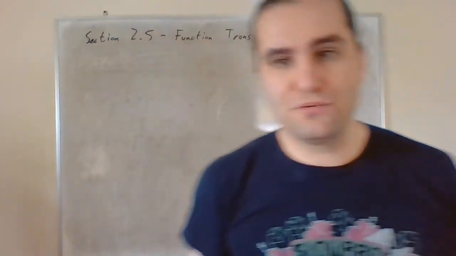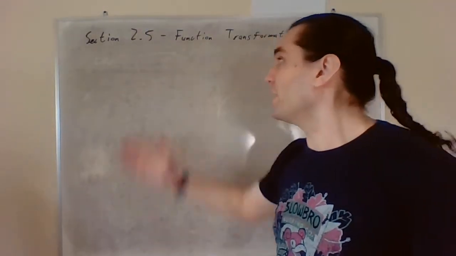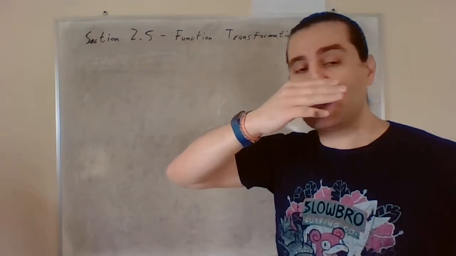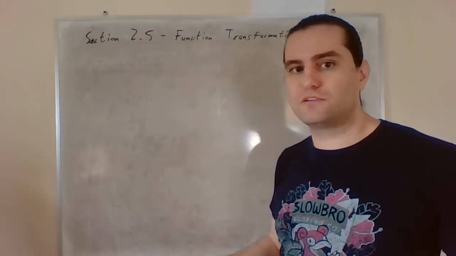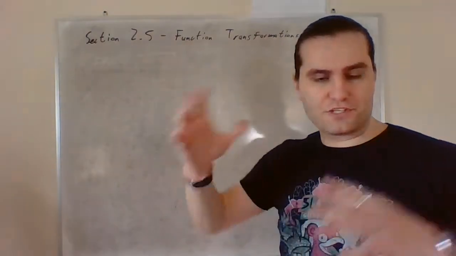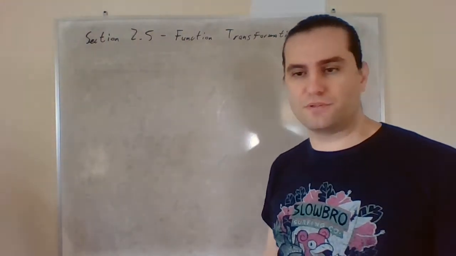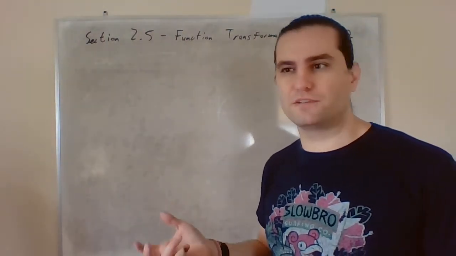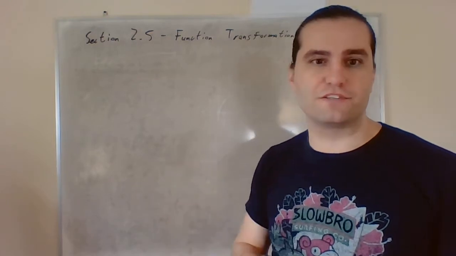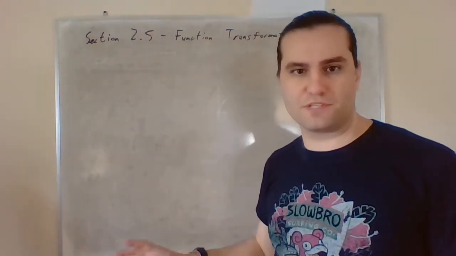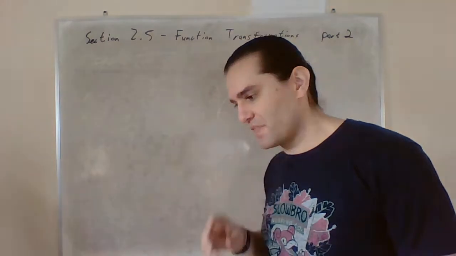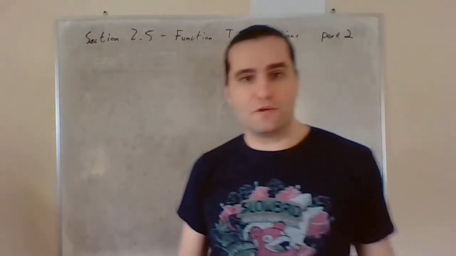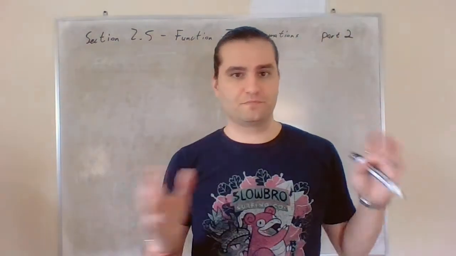Welcome back to part 2 of our video series on section 2.5. We're doing function transformations. In this section we are shifting, stretching, squishing, flipping functions around so that we're playing with the graphs and we're seeing what we need to do to the function equations to create those outcomes in our graphs.